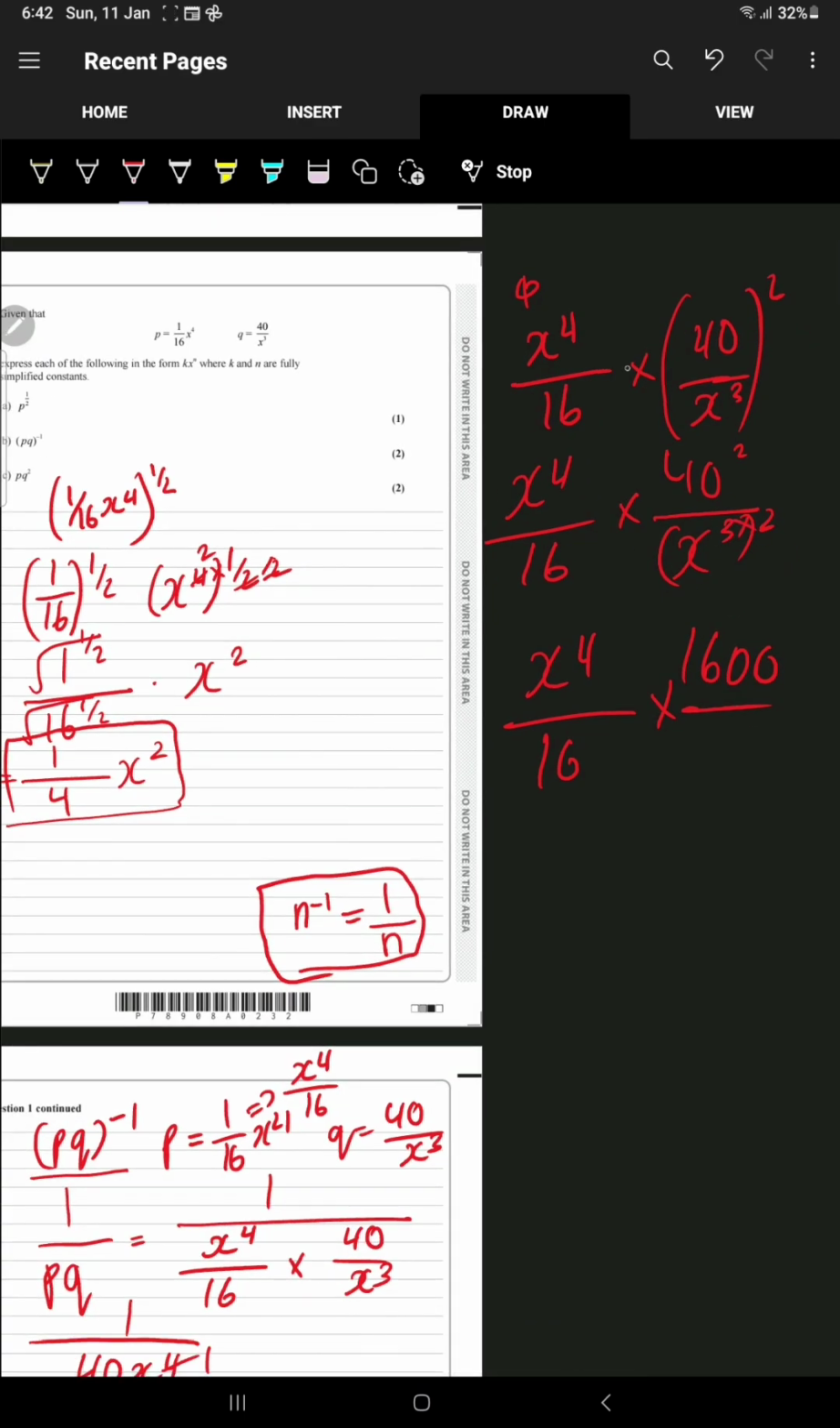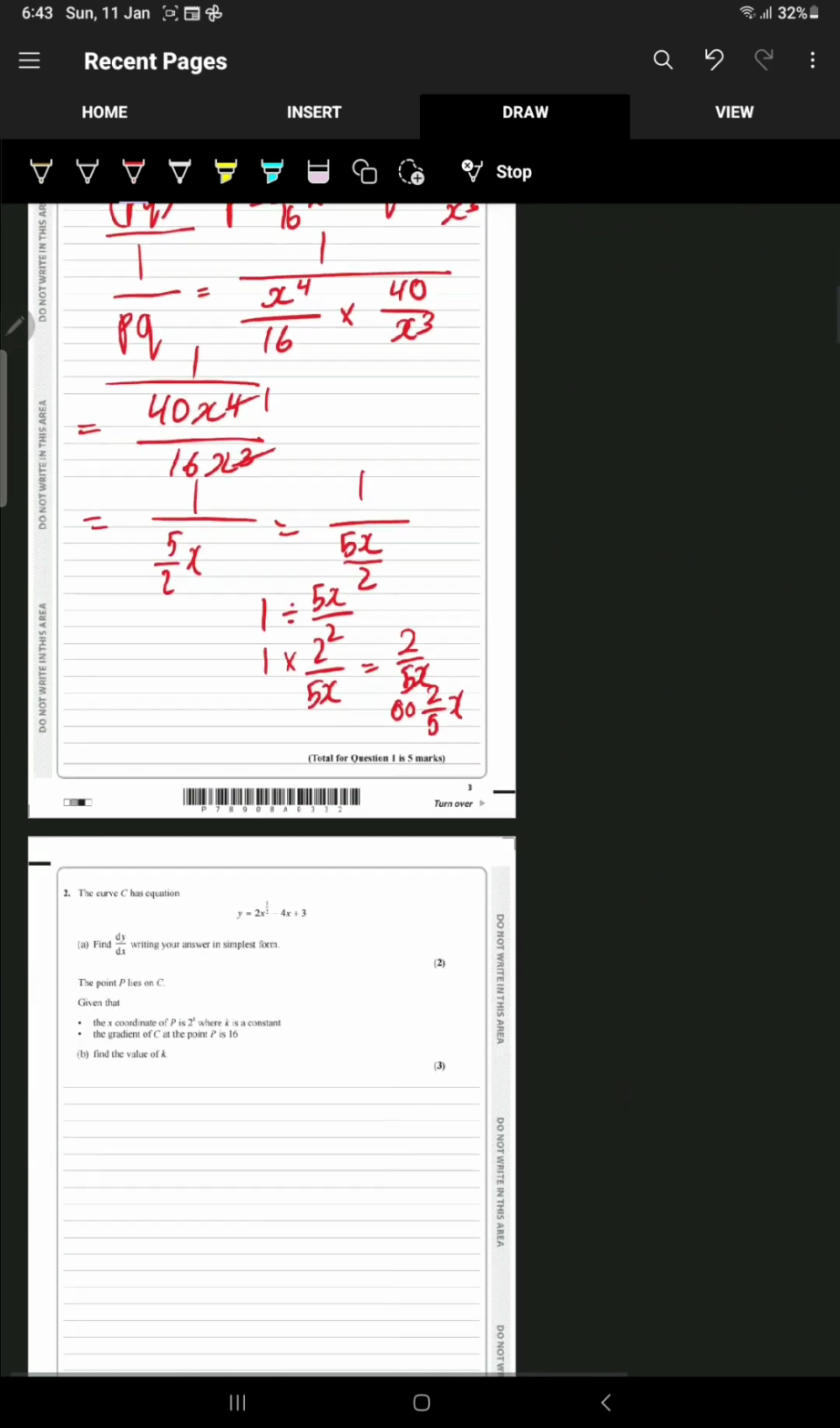Since this is a whole power, we put a bracket, and whenever there's a power inside the bracket and outside the bracket, we multiply them. So 3 times 2 is going to be 6. So this is going to be 1600 x to the power of 4 over 16 x to the power of 6. This can be simplified to give us 100. And 4 minus 6 is going to give us x to the power of minus 2.